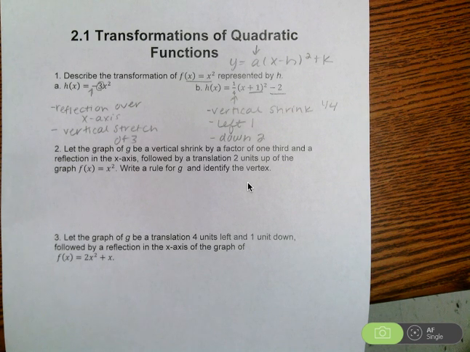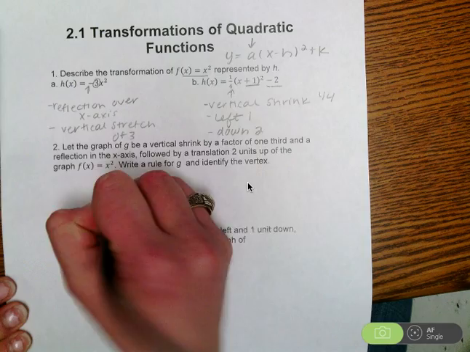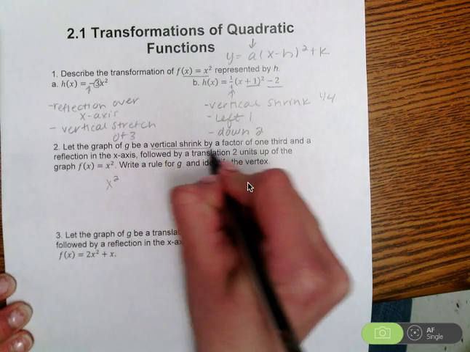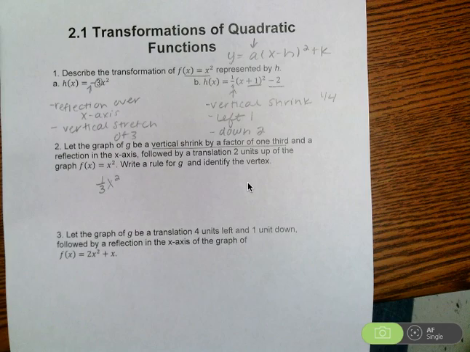Okay. Number 2, let the graph of g be a vertical shrink by a factor of 1/3 and a reflection in the x-axis, followed by a translation 2 units up of the graph f of x equals x squared. Write a rule for g and identify the vertex. Okay, so let's start with what we're given, x squared. And the first thing it says to do is a vertical shrink by 1/3. Okay, that's an a value. A values go out in front, so that's a shrink. Okay, now we're done with the shrink. We don't do anything else with the 1/3 from now on. Don't distribute, don't do anything, but just write it where it is, okay?